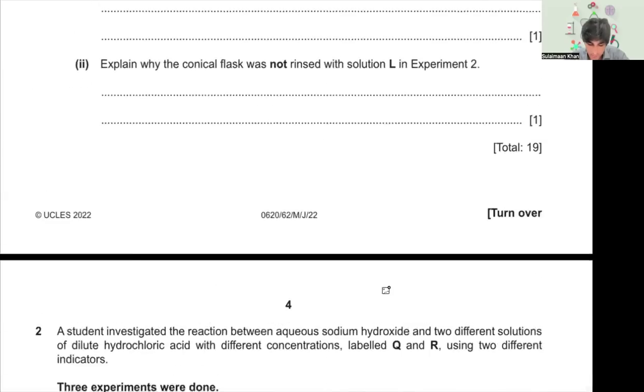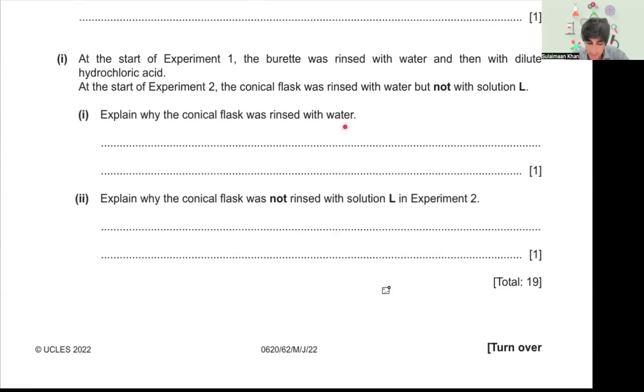Pretty easy, you know. Explain why the conical flask was rinsed with water. Explain why the conical flask was not rinsed with solution L in experiment 2. Remember, I said that even if you don't wash the conical flask, the idea is that the acid would only react with the particles of the alkali and not with water. So even if water droplets are present, it doesn't make a difference.